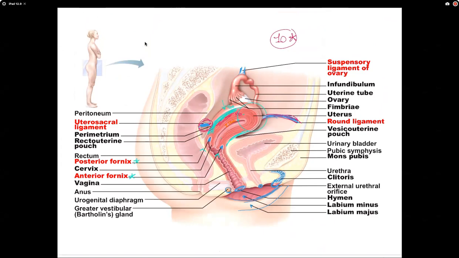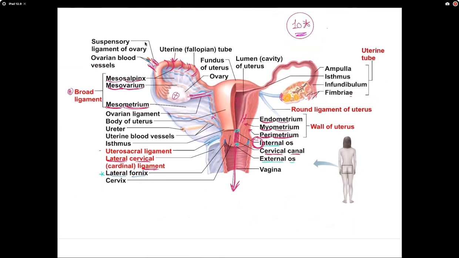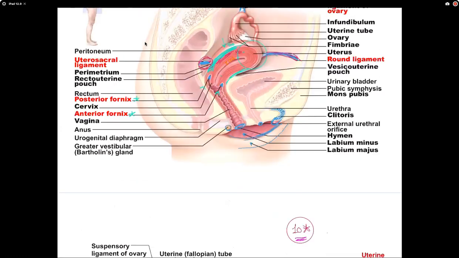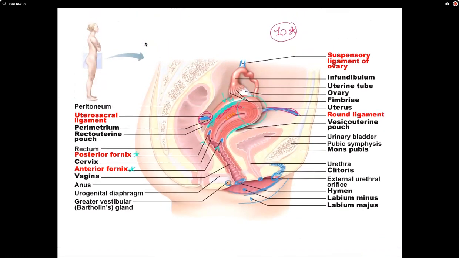Questions? Again, those two diagrams are of great importance. They must be on your test. Any questions?